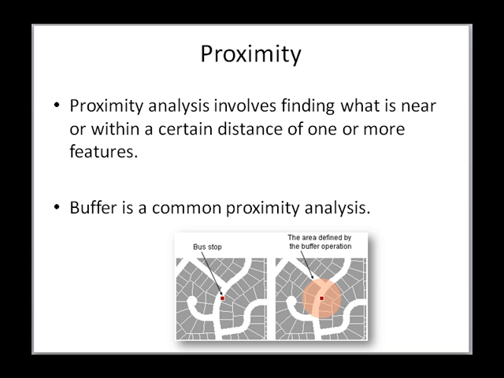Buffers can be also multi-ring buffers. So you can have a buffer around a point every 100 feet for 300 feet out. And you can also buffer inside of polygons. So for polygons, you can buffer the outside of it. You can also buffer the inside of it. You can buffer the inside of it to do something like a no-wake zone close to shores of a lake, something like that.